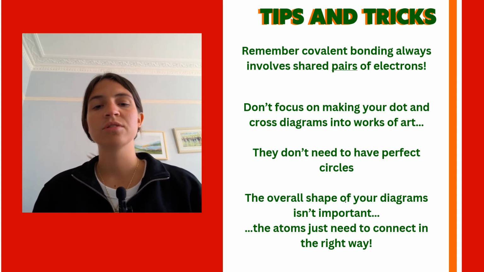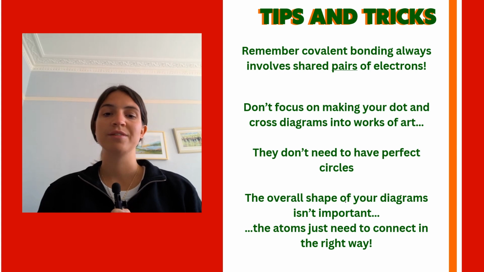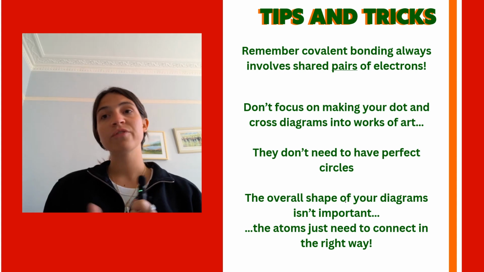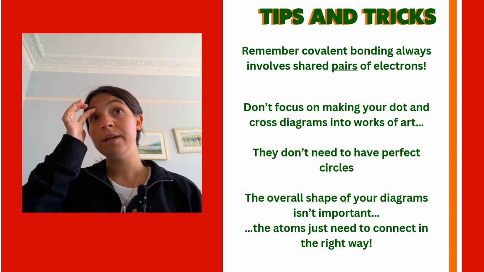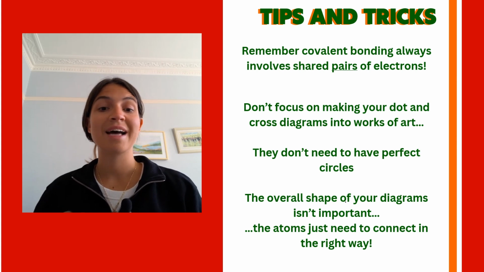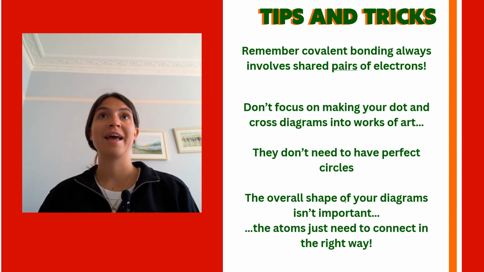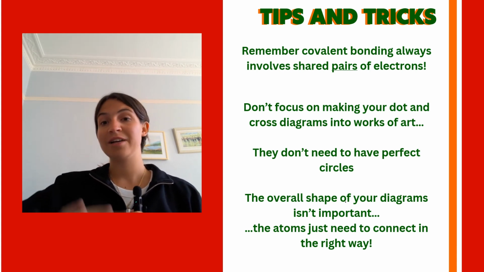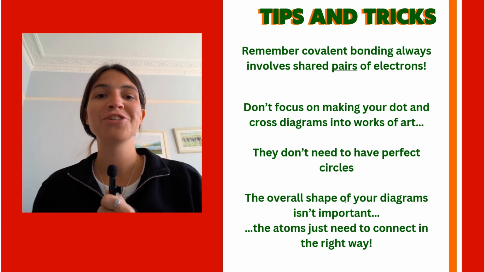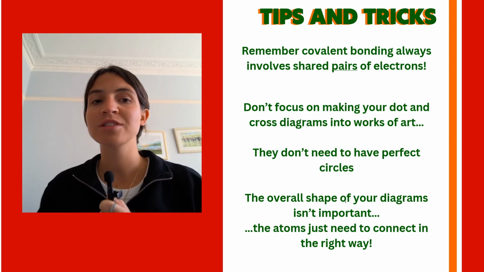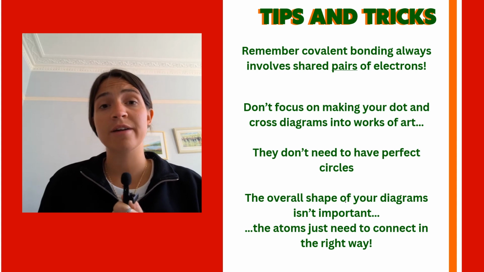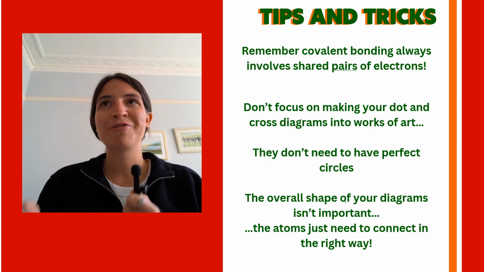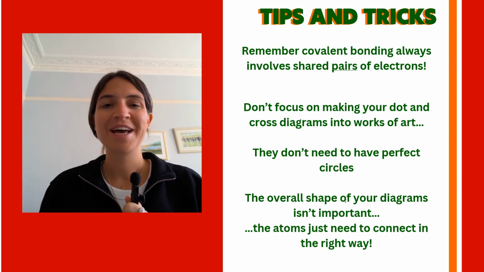Don't focus on making your dot and cross diagram into works of art. It really doesn't matter. You don't need perfect circles. Your overall shape just isn't that important. All you need to make sure is that you are showing that these atoms are connected in the correct way, okay, and that you are showing which electrons are in the overlap section and which electrons are not in the overlap section, and that you keep track of which electrons are dots and which electrons are crosses. And you choose that convention, whichever you want to have the dots and whichever you want to have the crosses, but make sure for a particular diagram you're careful with those.